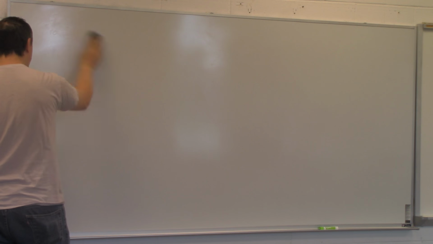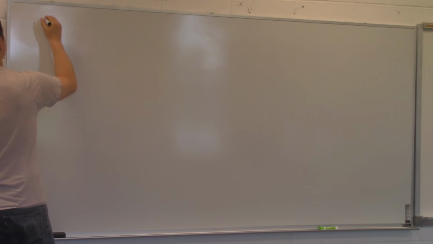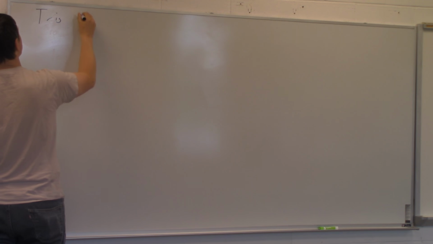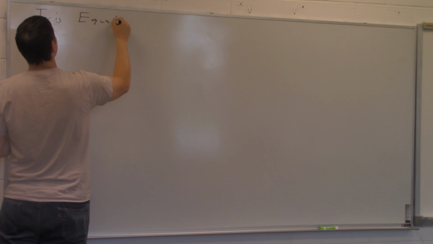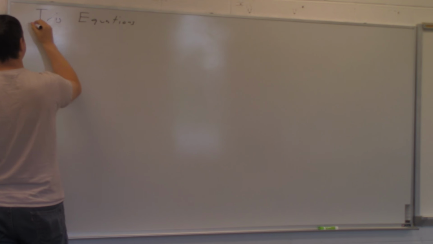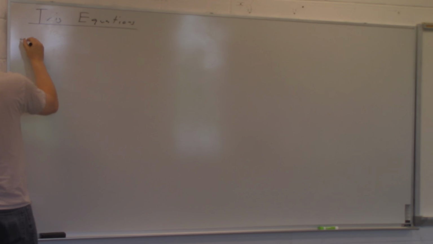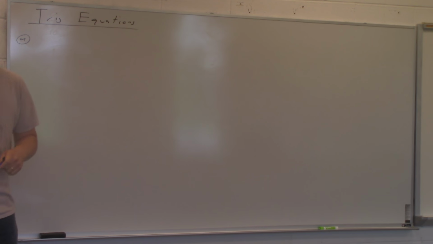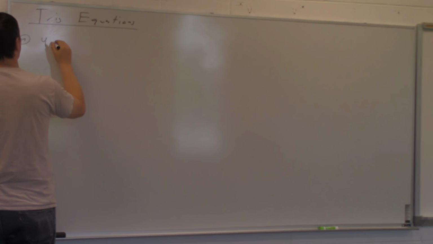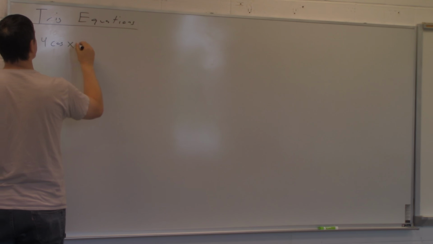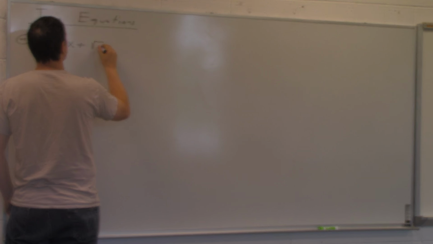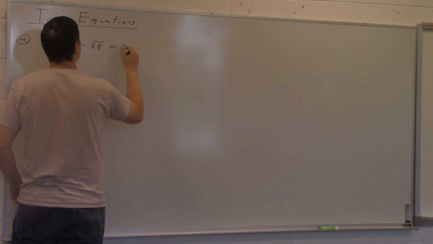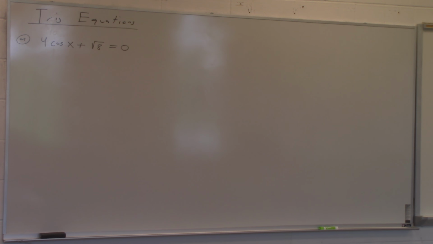Let's start off with a really basic trig equation. Okay, so for our trig equations, a very basic example. Let's say 4 cos x plus the square root of 8 is equal to 0. And I want to find all the values that are going to make this true.